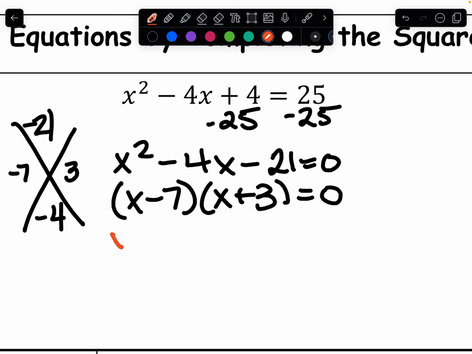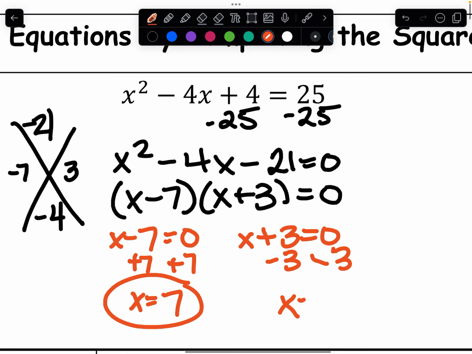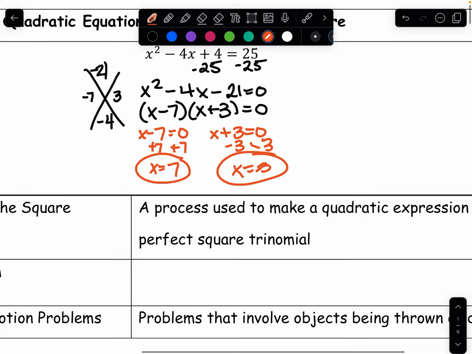Now I'm going to review, in case you're still struggling with solving by factoring. We would set each factor equal to 0 and then solve, giving us x equals 7 and x equals negative 3. So there are two answers.